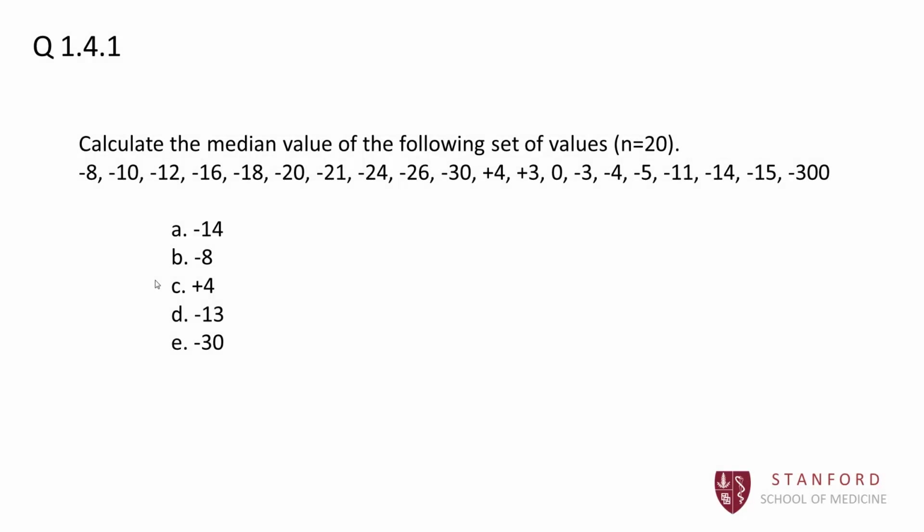So this question gives us a list of numbers and asks us to calculate the median value within this set of 20 numbers. So this is one of those tedious problems where you have to actually order the numbers the right way in order to calculate the median value. So that's what I'm going to do first. So I'm going to write this at the bottom here.